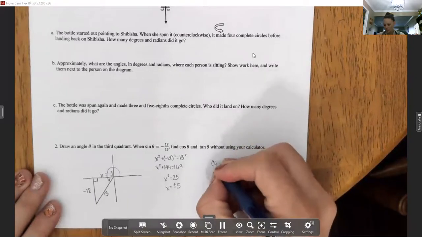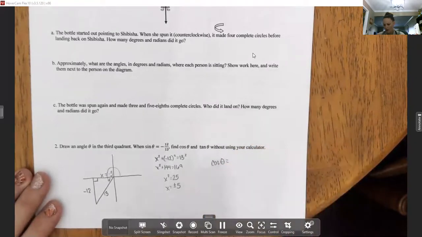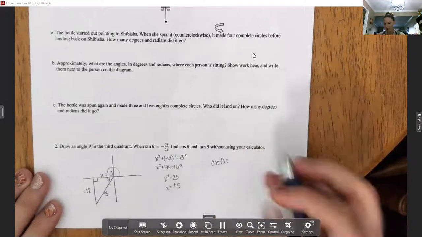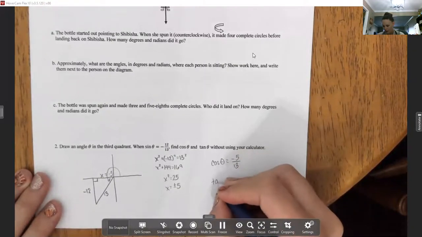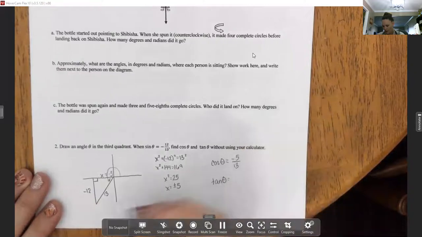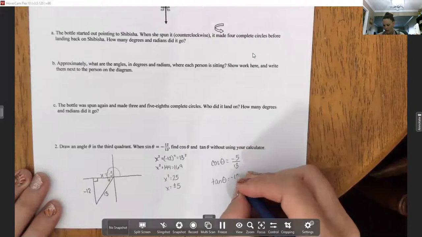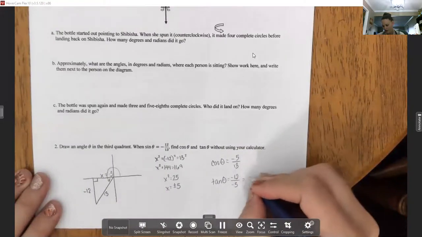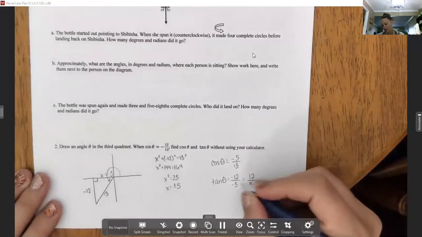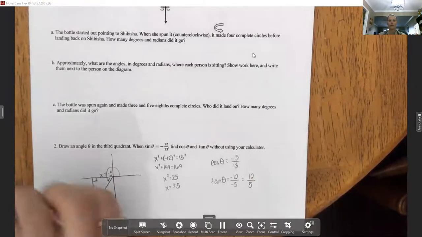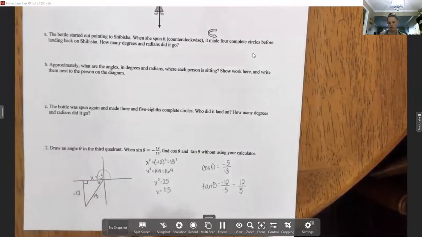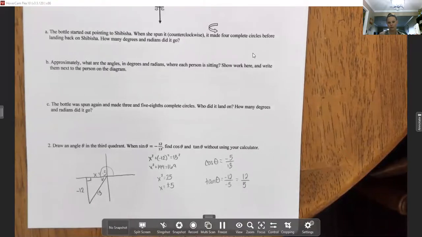So then cosine, we know, is adjacent over hypotenuse, negative 5 over 13. And tangent, we know, is opposite over adjacent. So negative 12 over negative 5, which ends up being just 12 over 5. Your negatives will cancel out. Does that make sense on number 2?